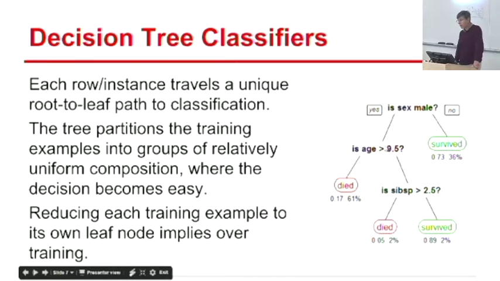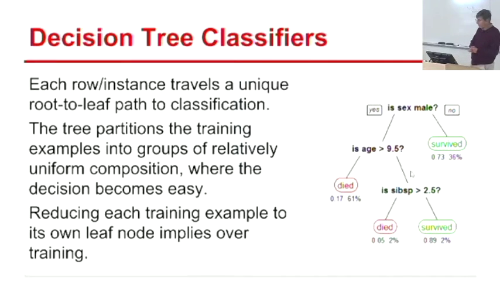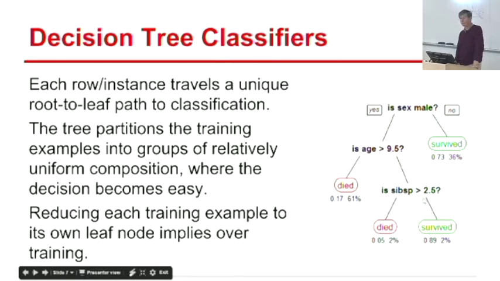If you were younger than 10, there was one more refinement here: the number of siblings that you have. Apparently, if you were young, your elder brothers tried to save you if you had enough siblings, okay? And if not, you died, okay? So what does this tree show you? This shows you a fairly small, simple chain of logic that's relatively explainable, okay?